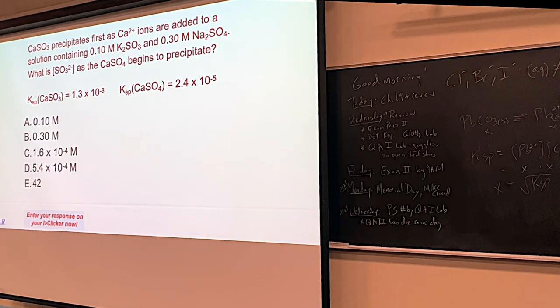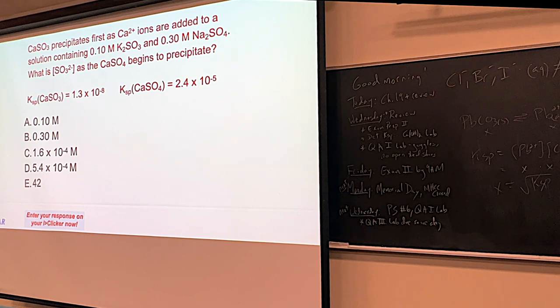Most of these questions are followed by a second question. So in this question, it says, all right, calcium sulfite is precipitating first. All right, no problem. Then it asks, okay, what is the concentration of the sulfite as the calcium sulfate begins to precipitate? Now, why this is cool for chemists is that in the last slide, we figured out that calcium sulfite makes a solid first.